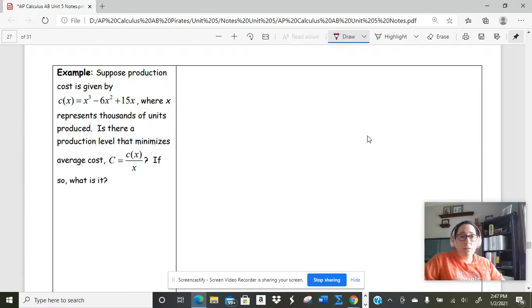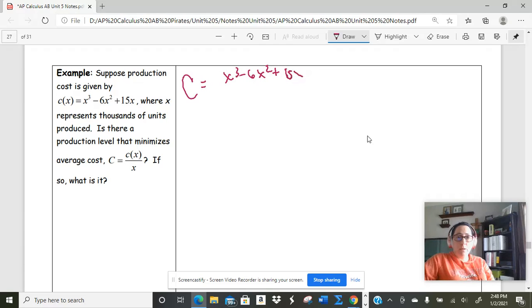Here is production costs. And is there a production level that minimizes average cost? So average cost is this guy over x. Well, let's go ahead and rewrite that. Okay. And so steps 1 and 2 are already done. I've got the equation and it's only in terms of x and c. So I'm going to go ahead and get my derivative.